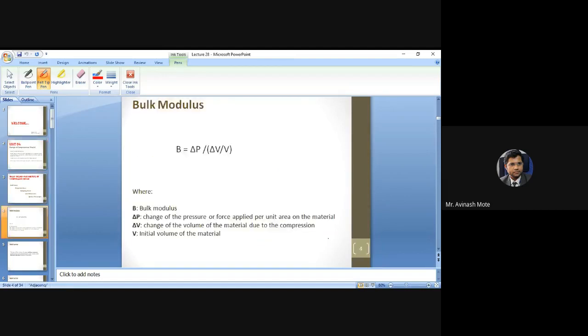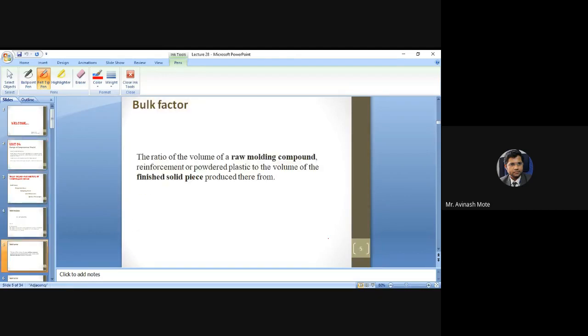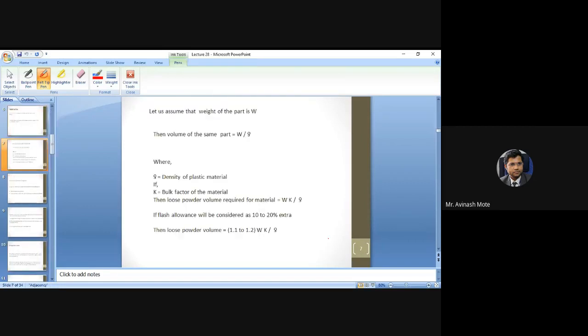So we have seen in detail about these things, like bulk factor, the ratio of the raw material or the raw molding compound to the final product volume of the final product. Okay, that's how we define the bulk factor. While defining the bulk factor, we have added the flash allowance also, around 10 to 20% flash allowance. Basically, by using the bulk factor, we are going to calculate the volume of the loose powder or the volume of the raw material required to manufacture the particular plastic component.